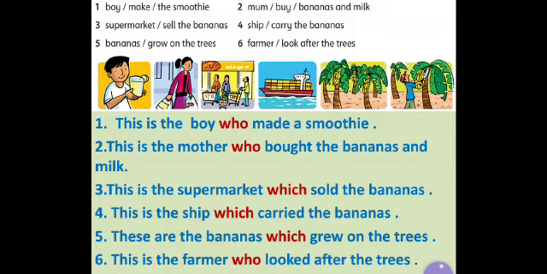The last sentence, this is a farmer who looked after the trees. We put who here because of farmer. We can use who for people. We use who for people and we use which for things and for animals.